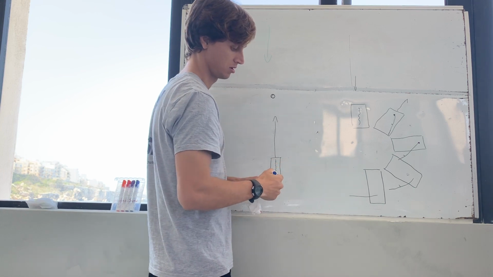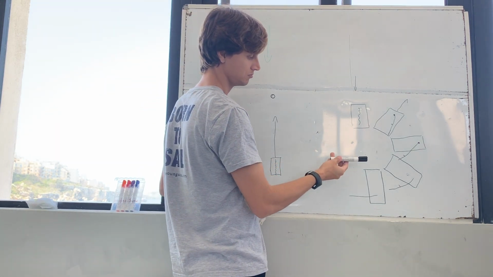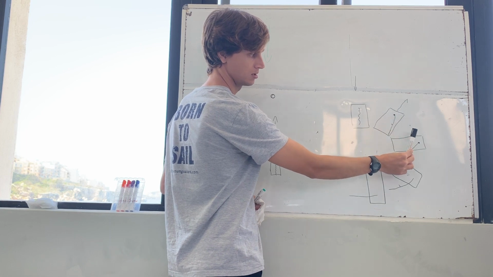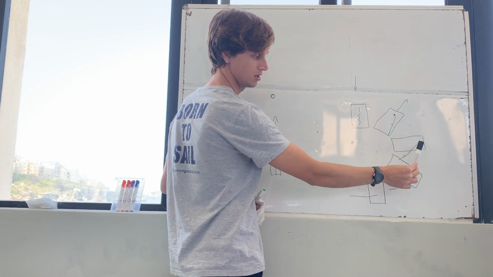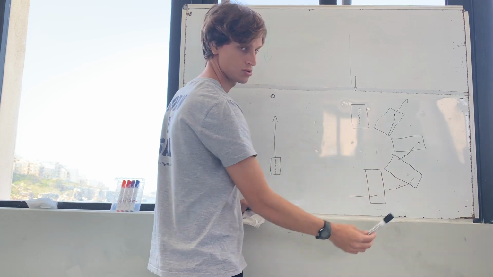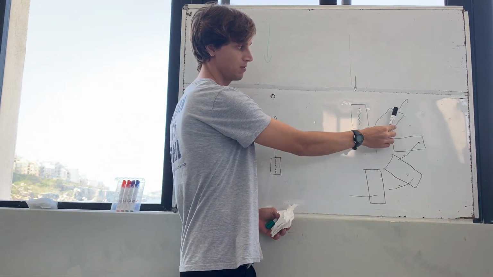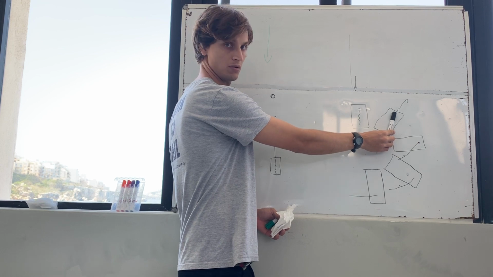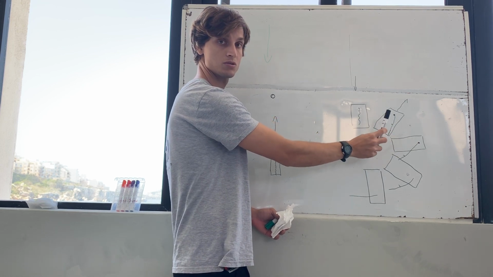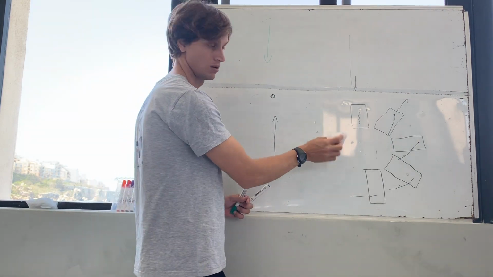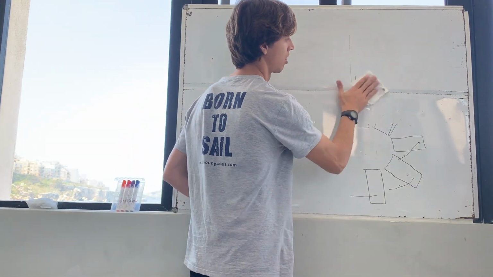So here your sail is like that. Here your sail is like that. Here your sail is like that. So it's always more or less the same angle with the wind, your sail. Why do we have that happening? Let's explain that to you.